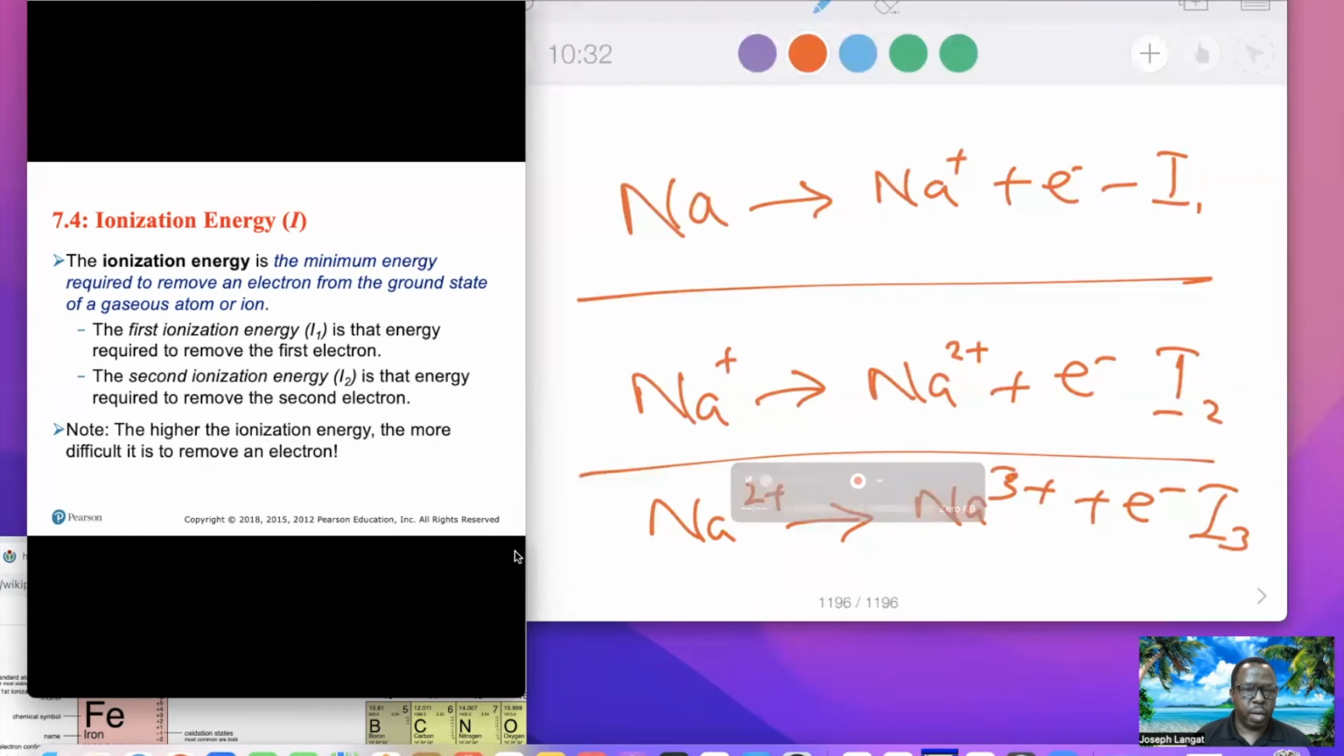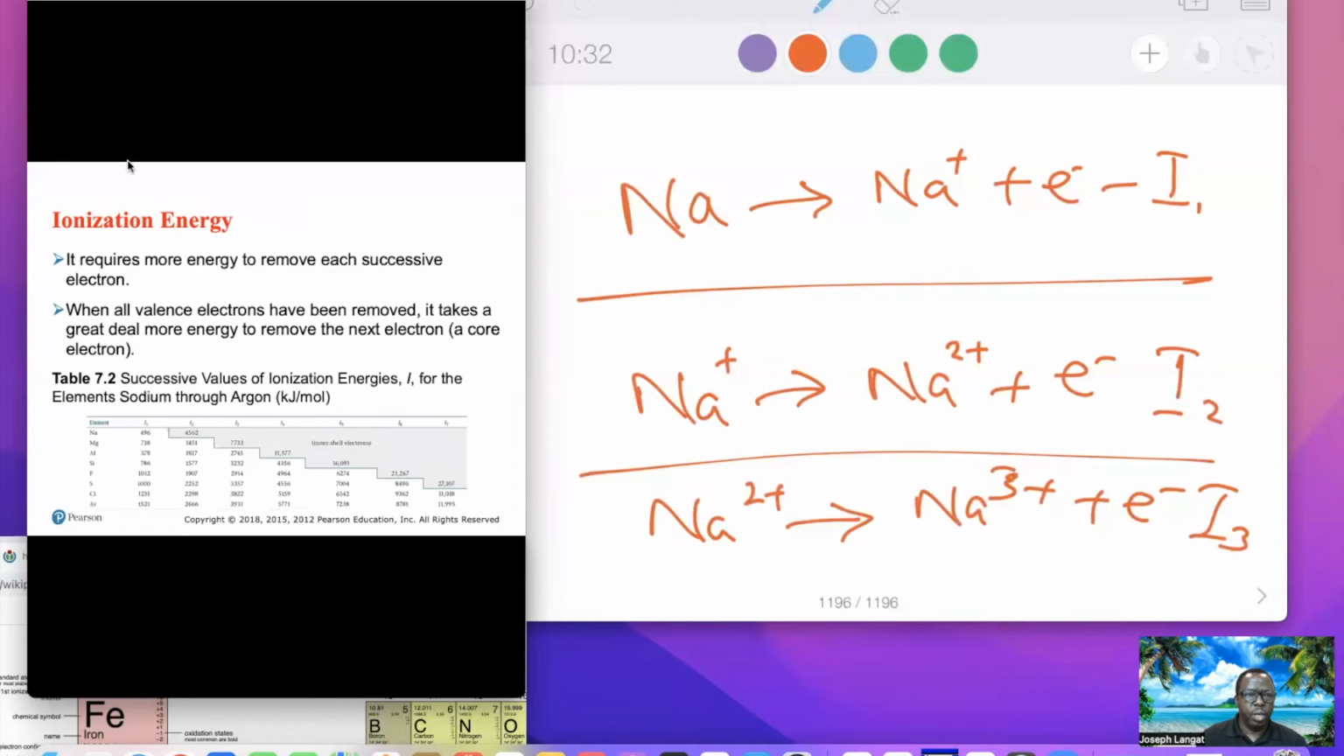So second ionization energy is the energy required to remove the second electron. And remember, we do not remove two electrons in one shot or one pull. It's always one electron at a time. So when you talk about first, second, or fourth ionization energy, you remove the first one, the second one, the third one, and then the fourth one. Know that the higher the ionization energy, the more difficult it is to remove.